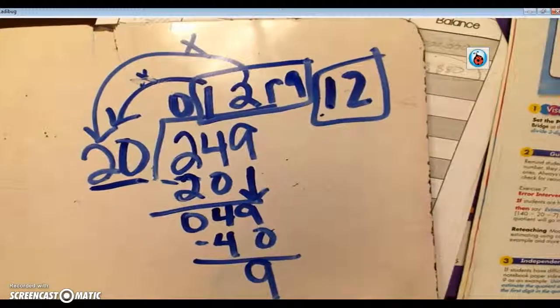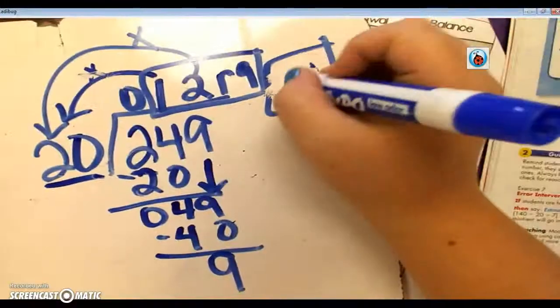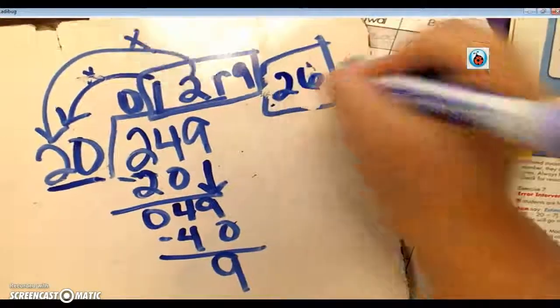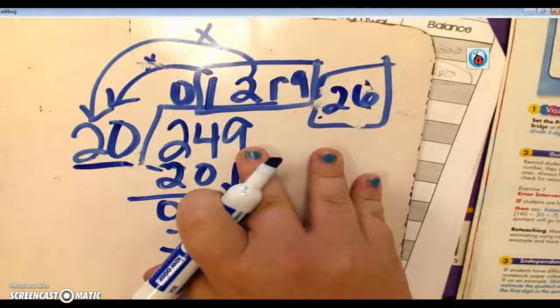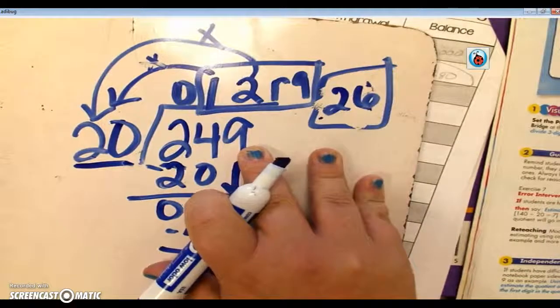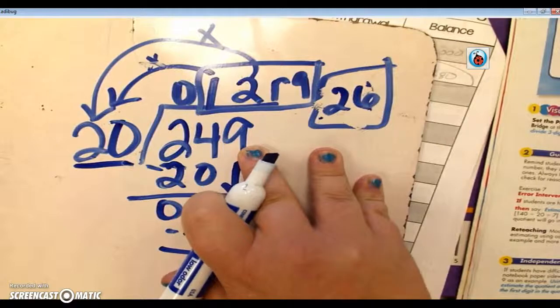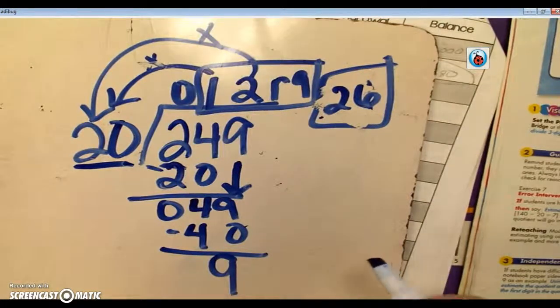Pretty reasonable, right? Now, if I would have got an estimated answer of 26, one of these is going to be off. Okay? That's what estimating is going to help show you. It's going to help you understand if your actual answer makes sense, if it's reasonable. Does that make sense? Yes.